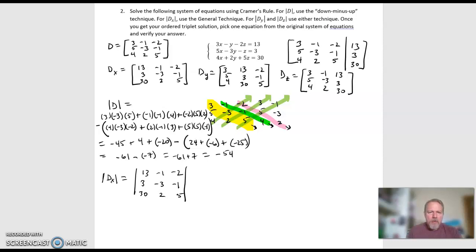And I could have written this down for this one as well. The determinant of the D matrix is the determinant of 3, negative 1, negative 2; 5, negative 3, negative 1; and 4, 2, 5. And for the down minus up technique, it's kind of scrap work. The determinant is found by using this down minus up technique, and it became negative 54. For the general technique, I have to pick a pivot row or a pivot column.